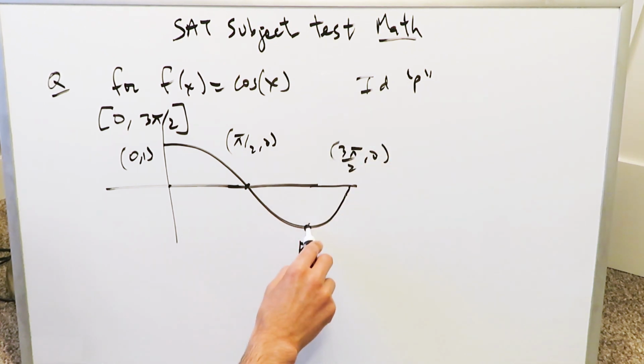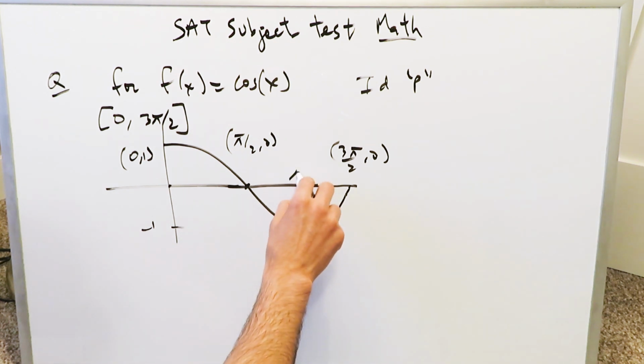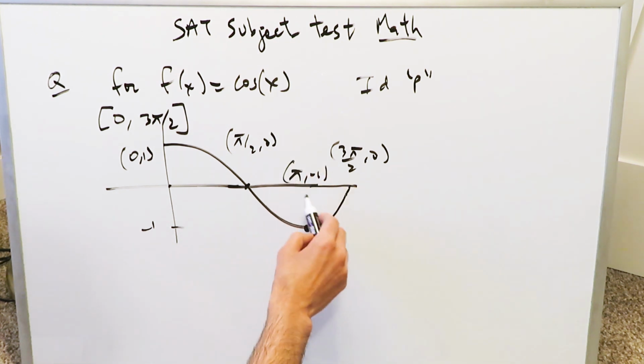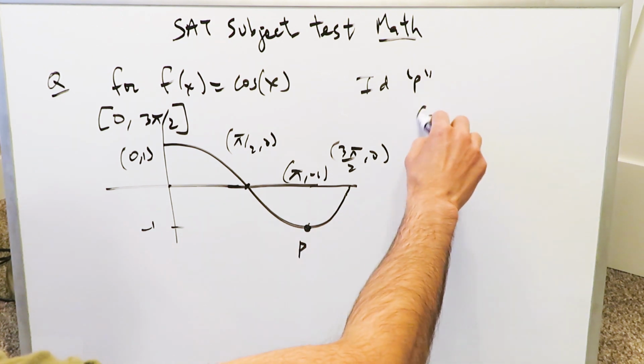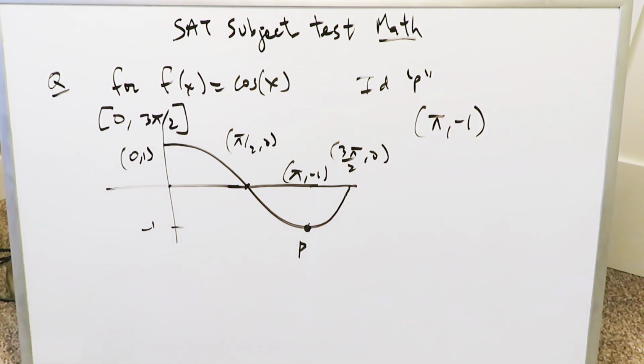The value in between, what do you think that would be? Right here at value minus 1, that would be pi, minus 1. Because you know at a value of cosine pi, you have a value of minus 1. So your answer here would be pi, minus 1. You would have to identify this from the answers that are provided. Pi, minus 1 is the answer of this coordinate point P.